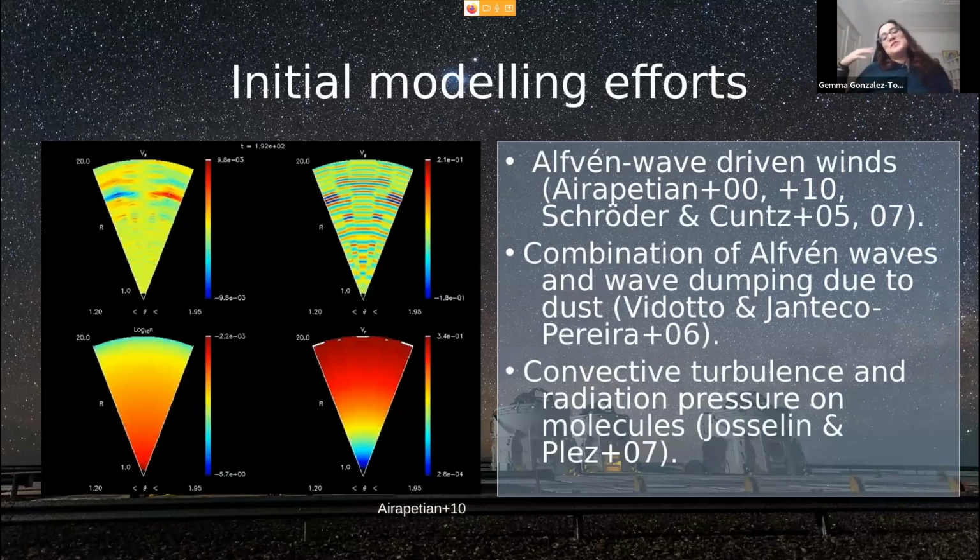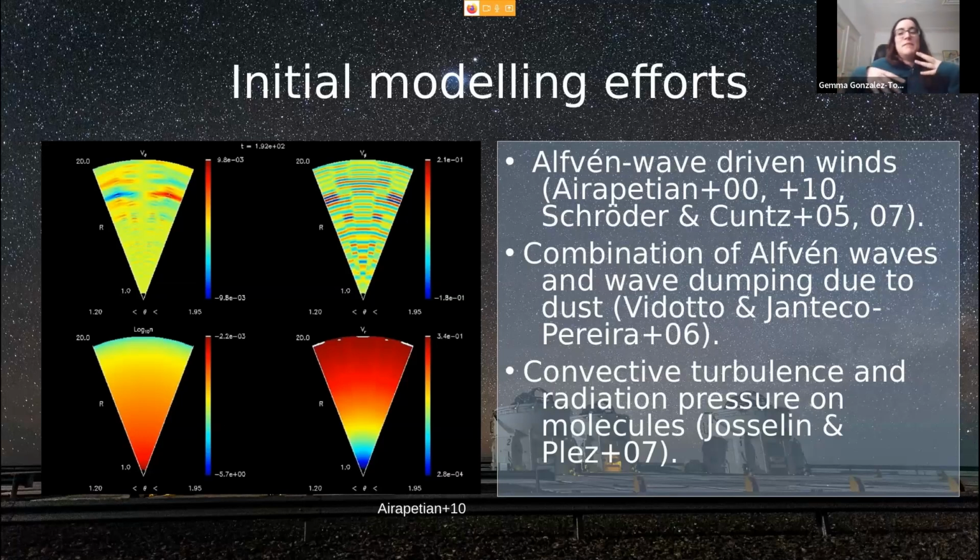Of course, there have been some initial modeling efforts from the community. Initially, we were thinking maybe Alfvén wave-driven winds, maybe there are some magnetic fields that can actually kick out this material. You can see here, for instance, a plot from this attempt at Alfvén wave-driven winds, where we get the different radial velocities and also the densities. And then they found out that actually that was not enough to kick out the material.